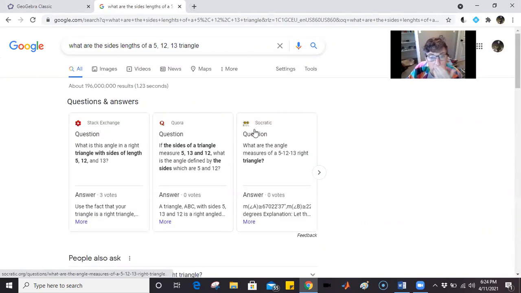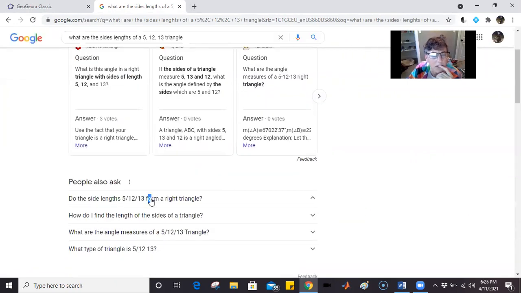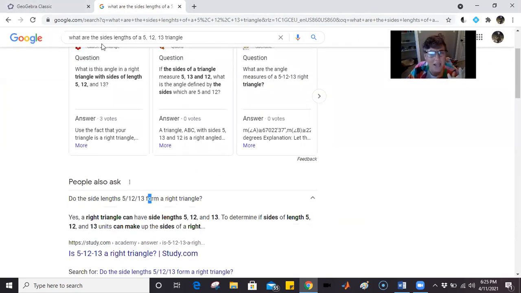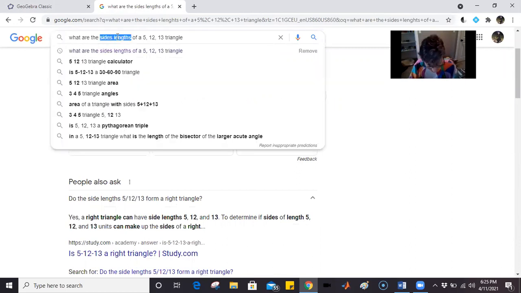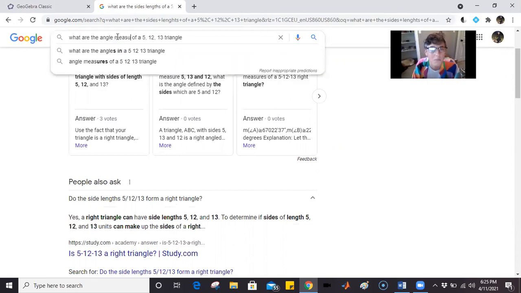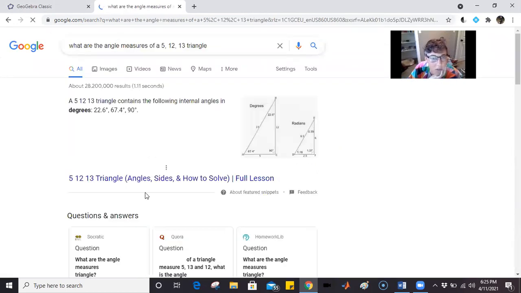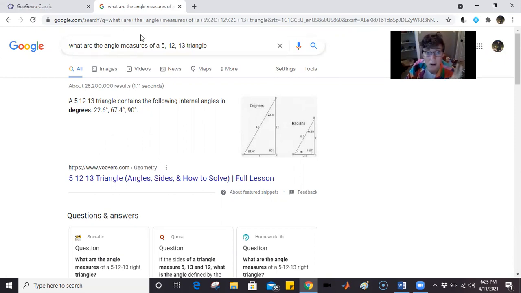I spelled it wrong, so now it's going to be annoyed about it. Oh, I don't want the side lengths. I want the angle measures. I know the side lengths. I want the angle measures of a 5, 12, 13 triangle. There we go. See, I knew it was happening. 22.6 degrees, 67.4 degrees, and 90 degrees. That's what we got when we measured on GeoGebra.